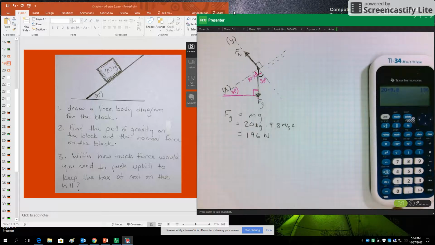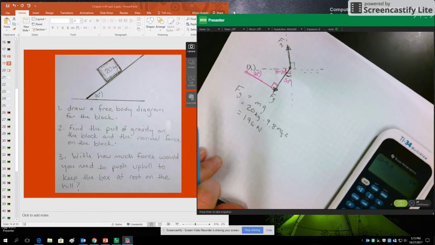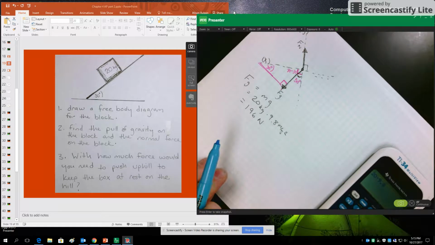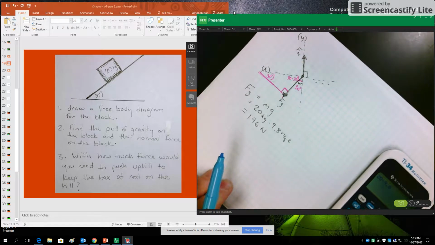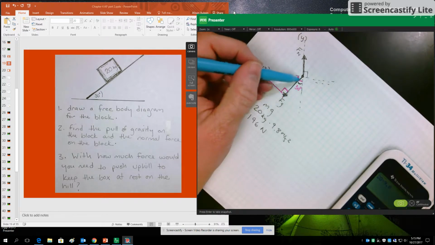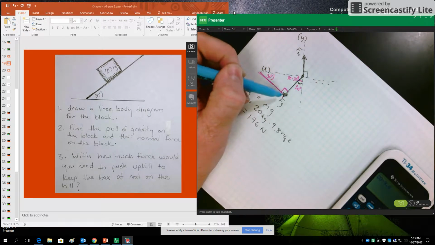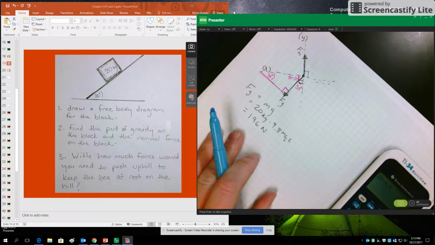I expect that the block is going to stay on the plane. I have to assume that the block will stay on the plane, or else I'm stuck. So in my new coordinate system, and sometimes it's helpful to think sideways, this is how we're used to thinking. I would warn you to not do this too often, because you need to remember that the pull of gravity is straight down. This direction is straight down.